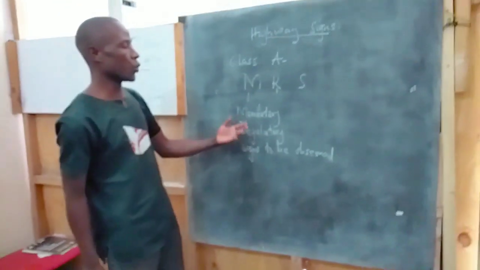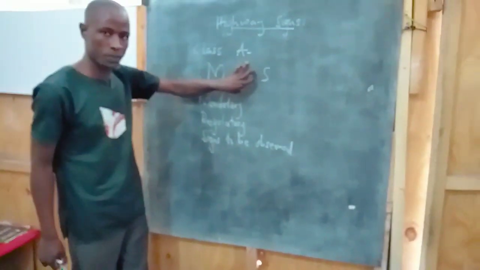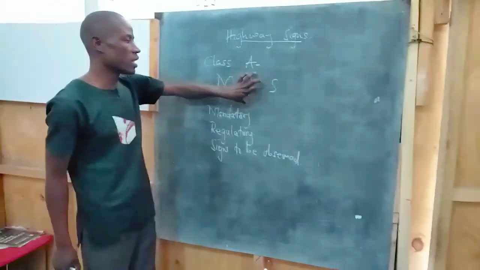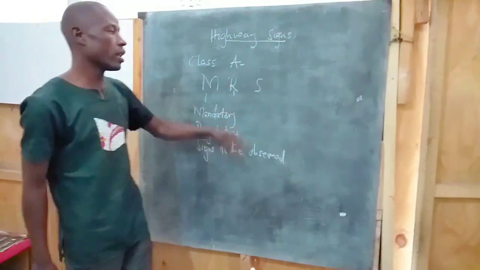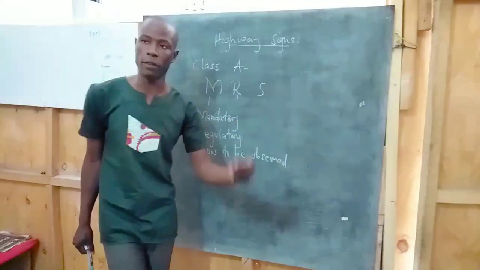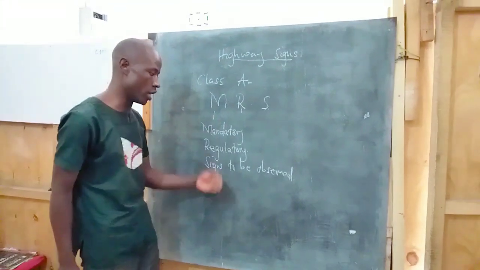Now, somebody can ask you, why do we call them regulatory signs? They are regulatory signs because they give information and orders, and that is why they must be observed.